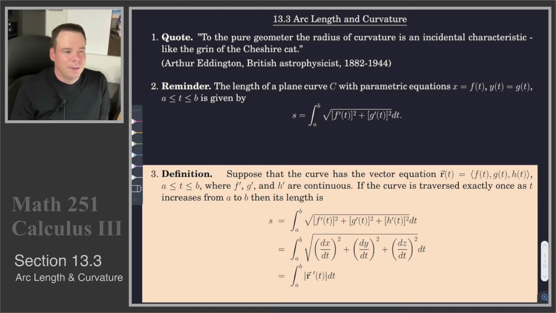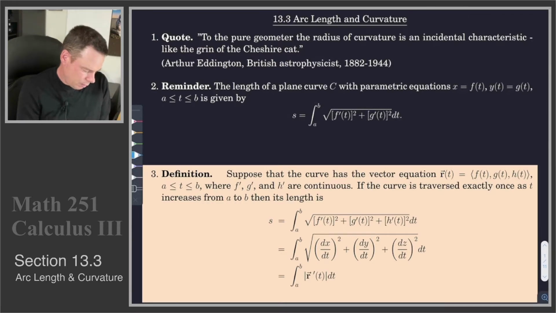Hi everyone, welcome back. In this section we're going to come back to parametrized curves or space curves, and we're going to look at how to compute arc length and curvature. So arc length is just the length along the path or the length along the curve. Curvature is about how it's bending in space.